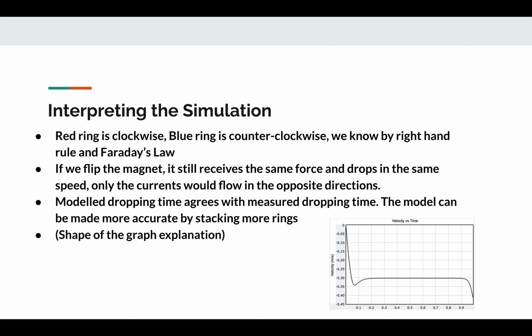The third is that my modeling time agrees with my measured dropping time. And the model can be made more accurate by putting more rings onto the stack.